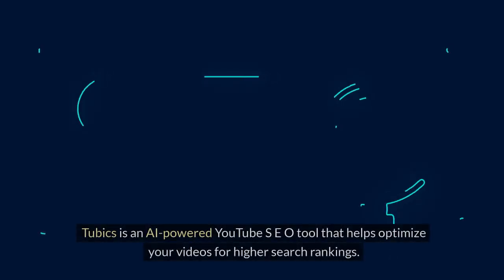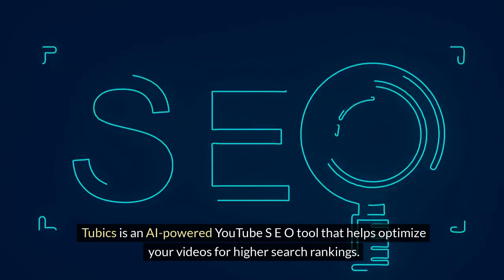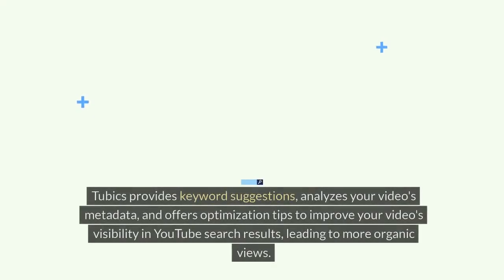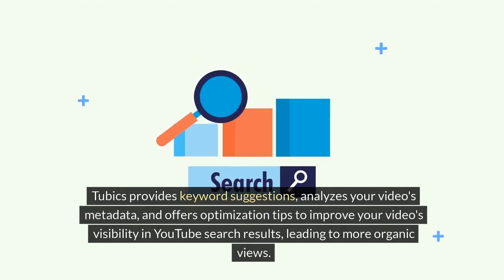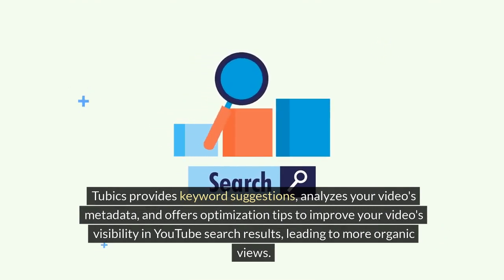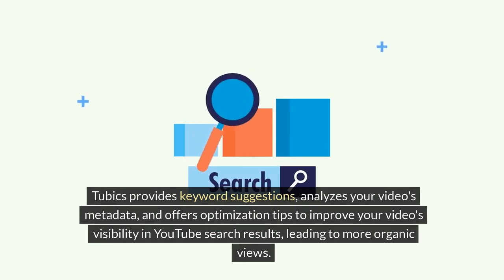Tubix is an AI-powered YouTube SEO tool that helps optimize your videos for higher search rankings. Tubix provides keyword suggestions, analyzes your video's metadata, and offers optimization tips to improve your video's visibility in YouTube search results, leading to more organic views.